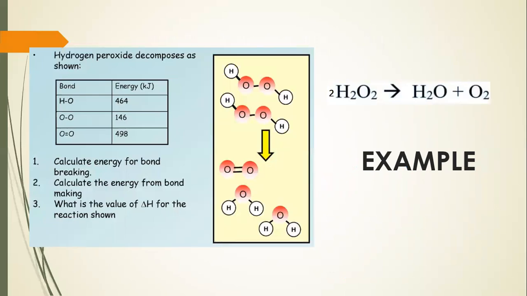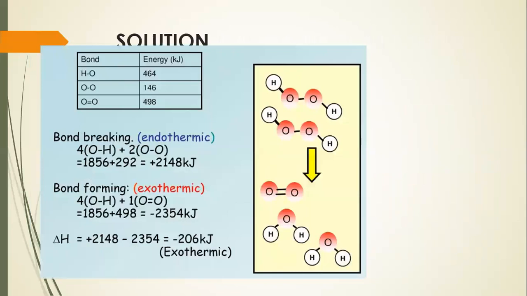One example is the decomposition of hydrogen peroxide to water and oxygen. So you calculate the bond breaking energy, you are getting 2148. Bond formation energy is 2354. The plus and minus sign indicate: plus means energy is absorbed and minus means energy is released. What is delta H? You will be getting minus 206, and because you got a negative value, the reaction is found to be exothermic.